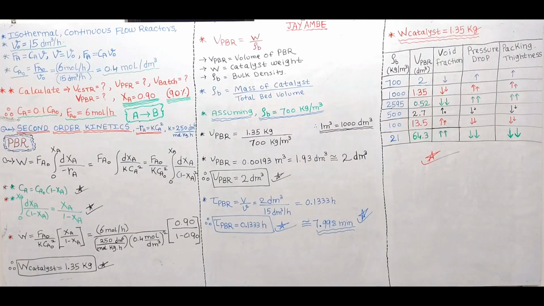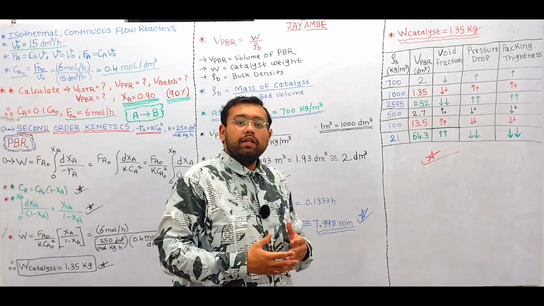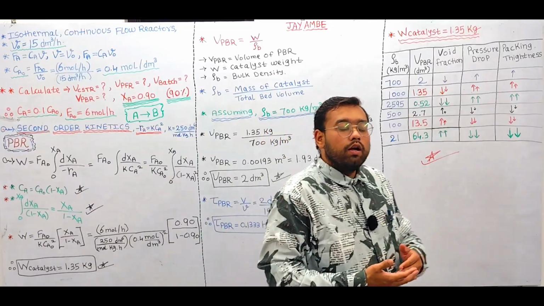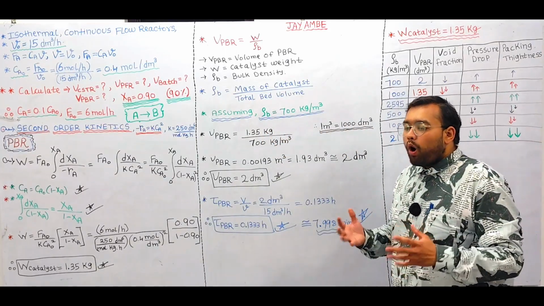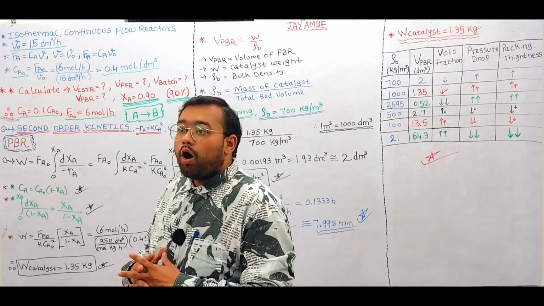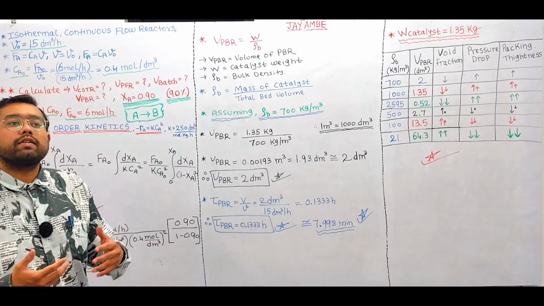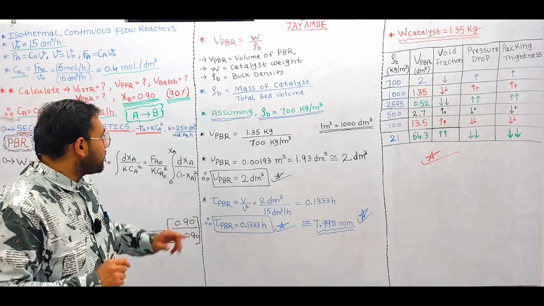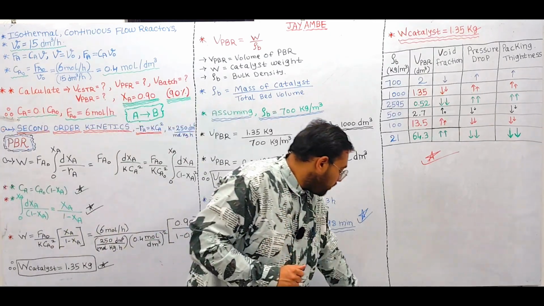So I hope you have made the notes, right? Now let's say we will solve. What if instead of CSTR, plug flow reactor or batch reactor, we now select a packed bed reactor? Then how large a volume of packed bed reactor do we require? What will be the reaction time in order to achieve the same desired conversion of 90%? So we need to understand that, okay?